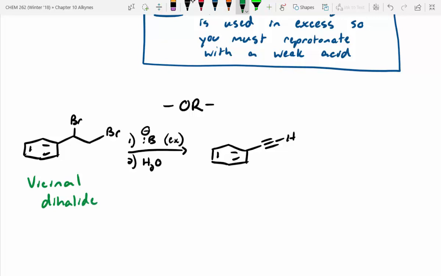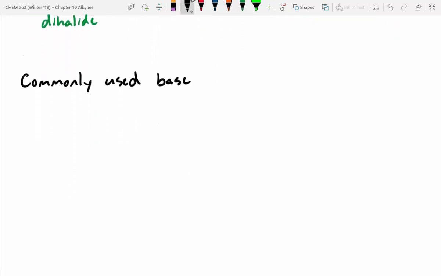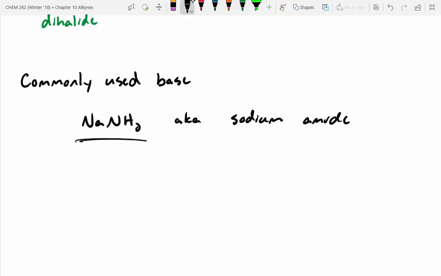Does that make sense? Because each of the halogens does have beta protons, so an E2 can occur for either of those halogens. I did want to show you guys the base that's commonly used. A commonly used base for this reaction is going to be NaNH2, which is also known as sodium amide. Quite often in this chapter, you will see this as the strong base of choice that Klein uses. So think of it as any generic strong base, but this is the commonly used one.